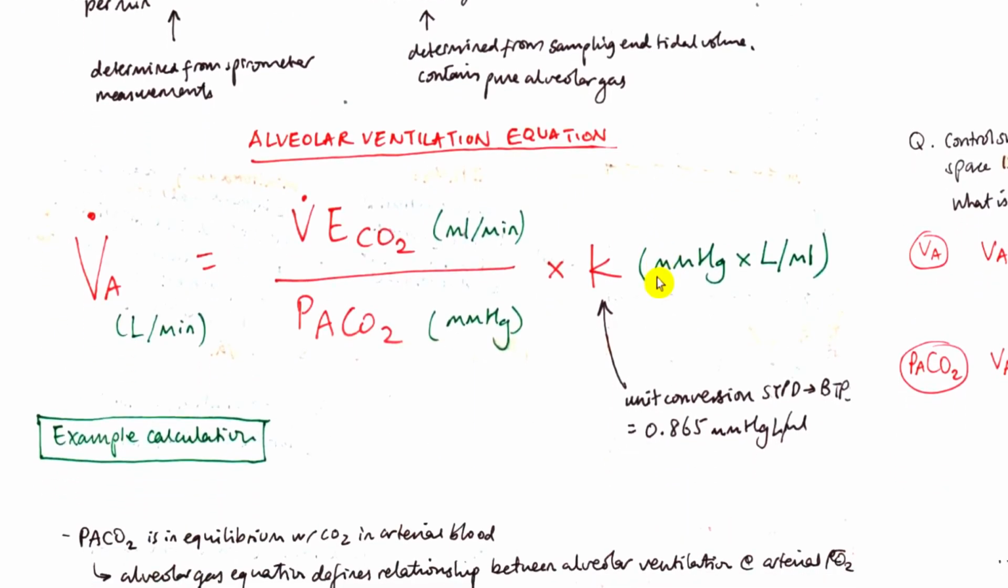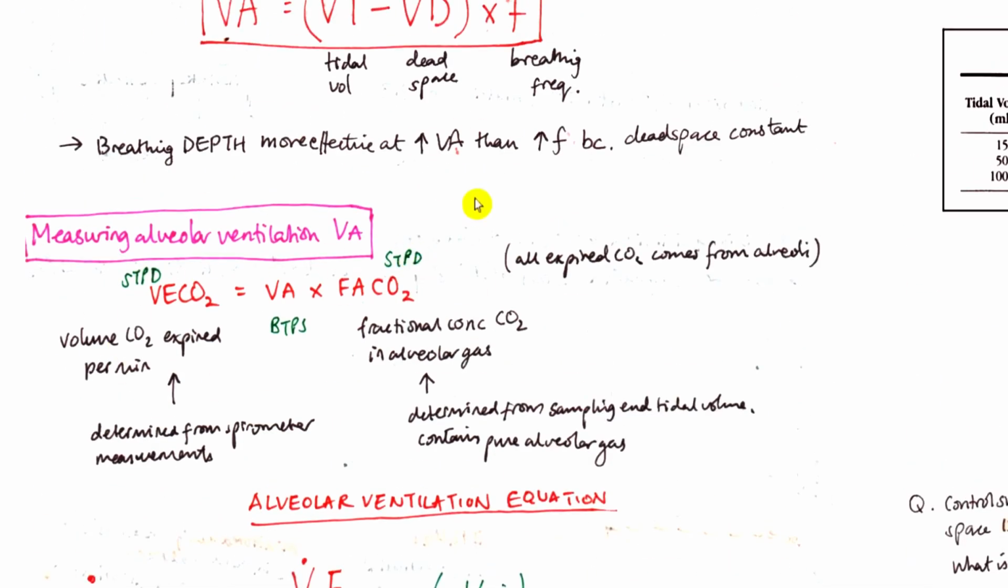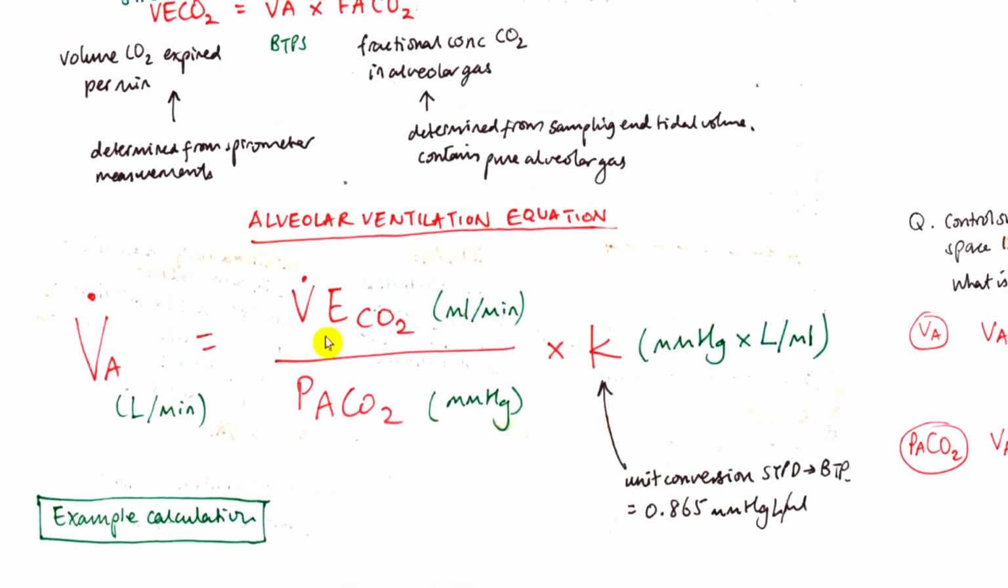So we need to rearrange or modify this equation in a way that we can use easily, and this is what that is. The alveolar ventilation equation tells us that the alveolar ventilation in litres per minute is equal to the volume of expired carbon dioxide in millilitres per minute over the partial pressure of carbon dioxide in millimeters of mercury, times K. This K has units of millimeters of mercury times litres per millilitres, and it's a unit conversion from STPD to BTPS. Someone's already calculated this figure to be 0.863 millimeters of mercury litres per millilitres, and if you work out all the units, then it does cancel out to litres per minute.